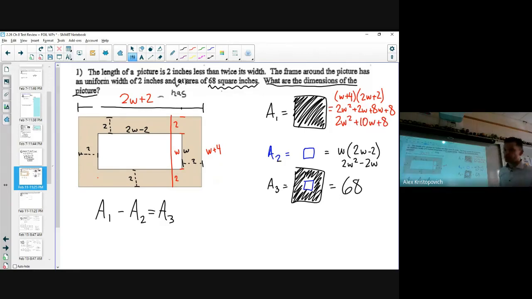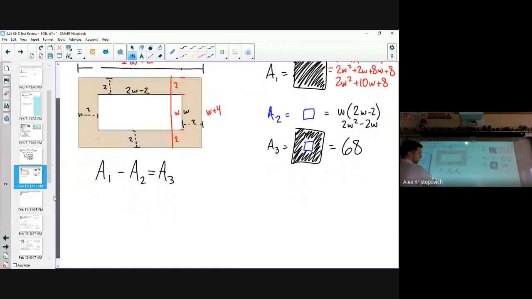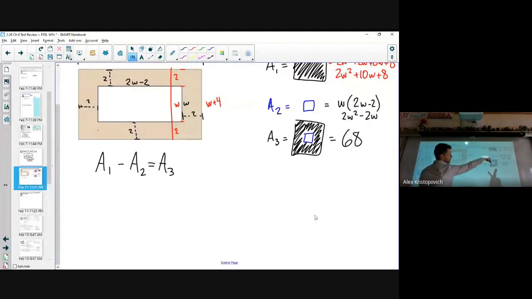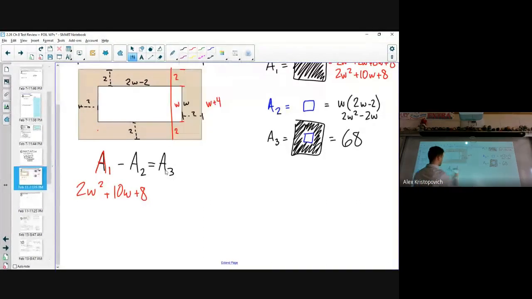And now we have a polynomial for A1, a polynomial for A2, and just the value of the area of the frame, right? Let's plug these in, and we can solve. We have an actual equation that we can solve for a numerical value. So here we go. A1 up there is 2W squared plus 10W plus 8. And then we'll do this one in blue.